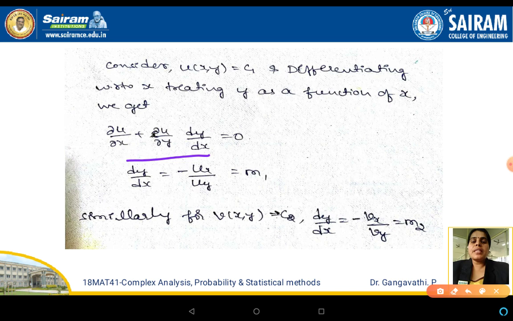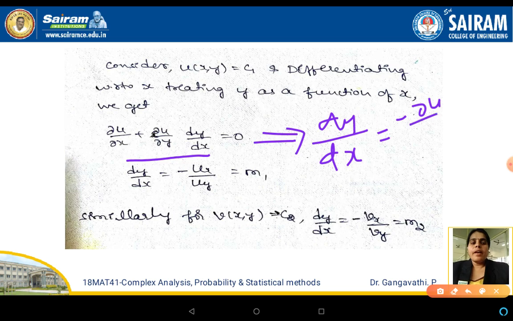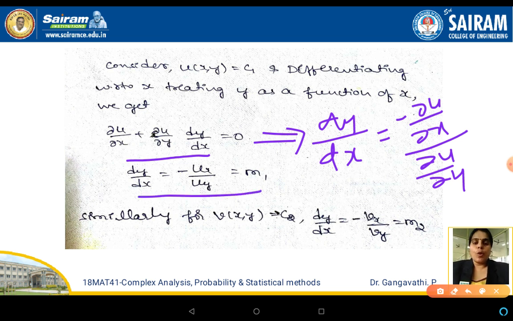So from this equation, dy/dx, which is the slope, is equal to minus ∂u/∂x divided by ∂u/∂y. Here ∂u/∂x can be taken as ux and ∂u/∂y as uy. Let this be m1, that is, the first slope. Similarly, consider the other family of curves, v(x,y) = c2, and differentiate that with respect to x. When we do that, we get this equation, which is our second slope.